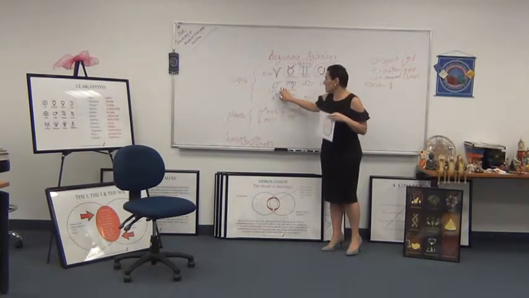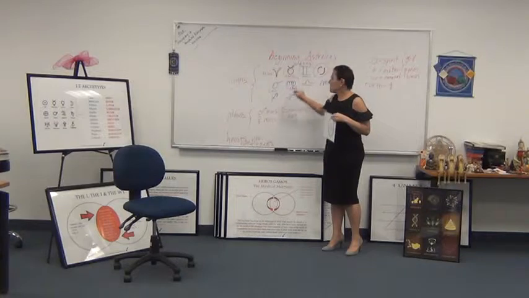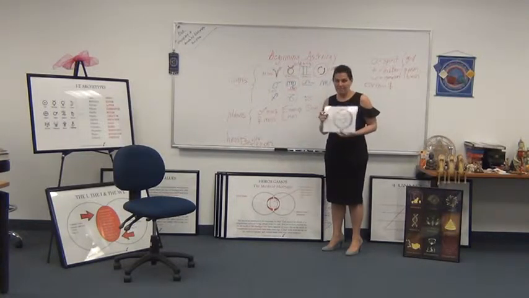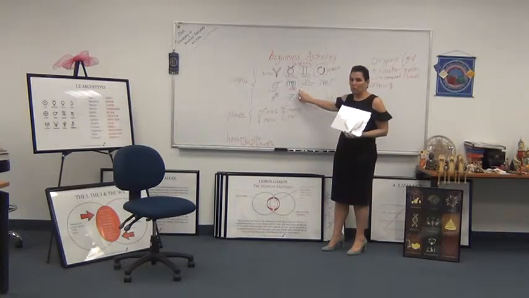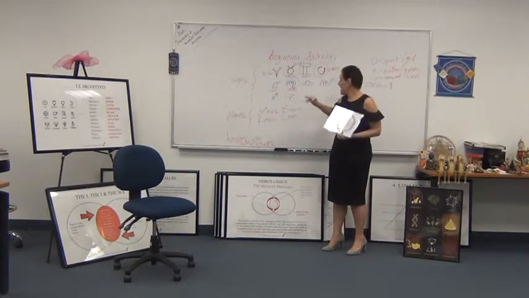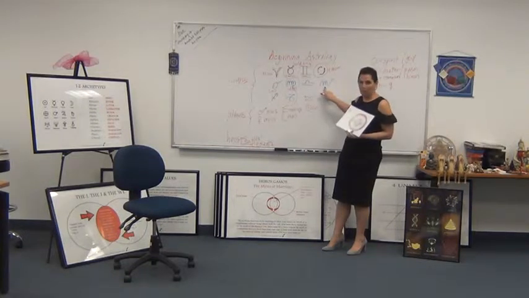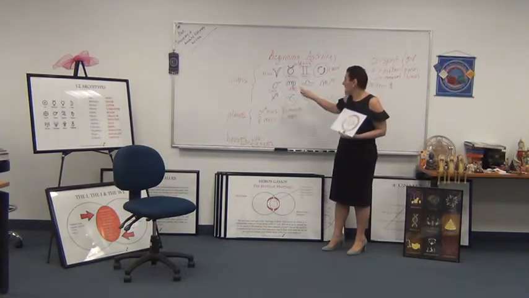So this is Leo, this is the glyph for Leo, and it's ruled by the sun. What part of the body is Leo? Leo is the heart. This is Virgo. This stands for MP. And don't confuse it with Scorpio. That's the M with the arrow. They look similar, but they're very different.